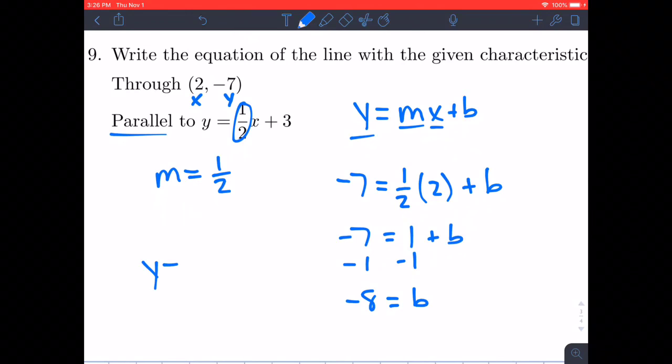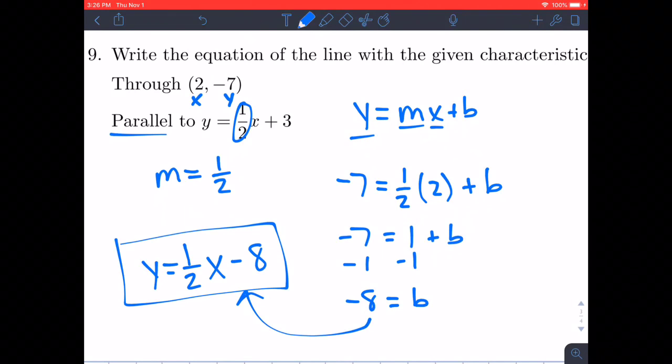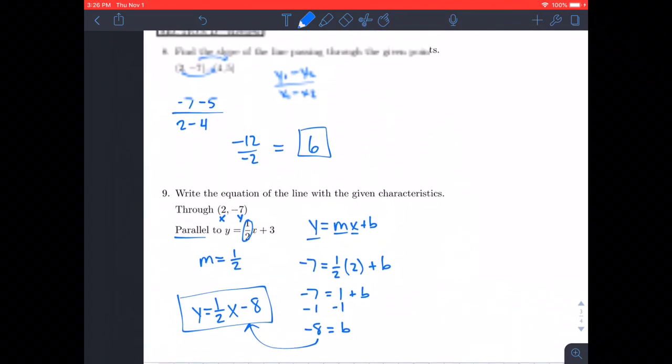So the line that we wanted, we knew it had a slope of 1/2, and then we found the y-intercept to be negative 8. So y equals 1/2 x minus 8 is our solution.